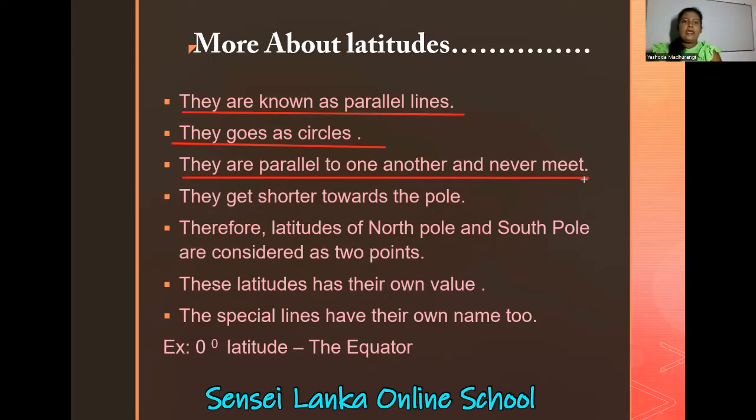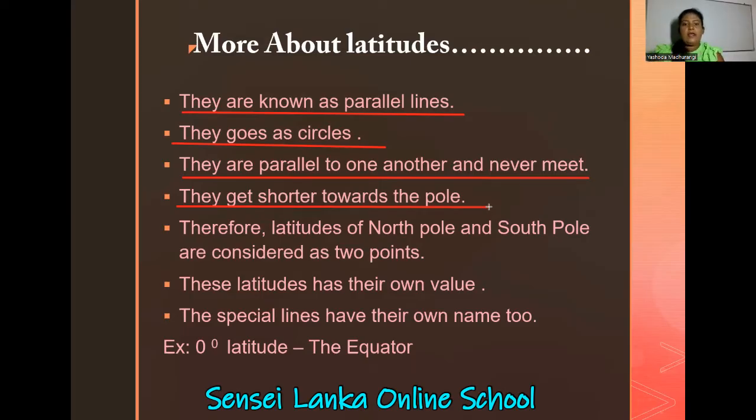Then they get shorter towards the pole. They get shorter towards the pole. So now you take the same ball. This is the first line I drew. When they come to the poles, can you see? They become shorter. Finally, it becomes a dot like this. Look at this. They are getting shorter when they go towards the poles.